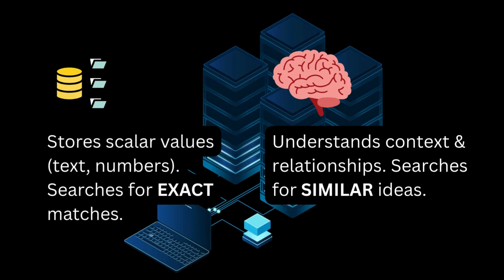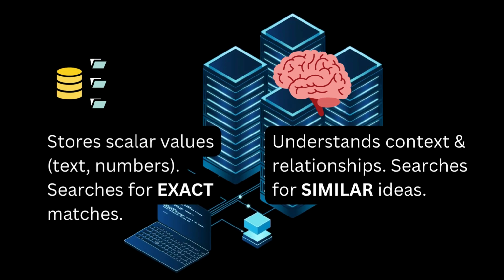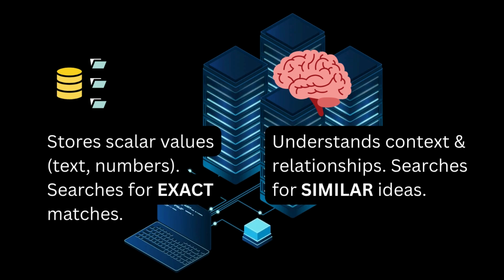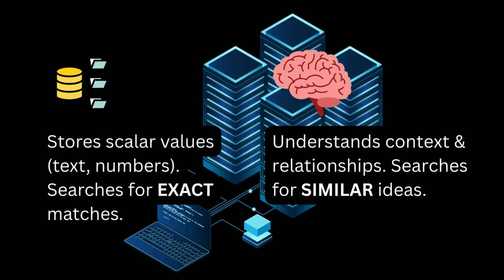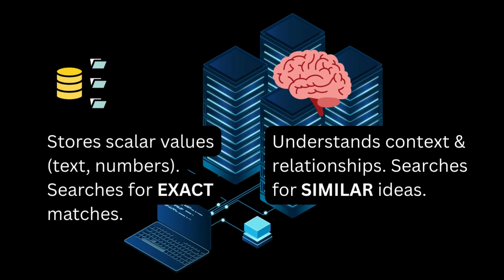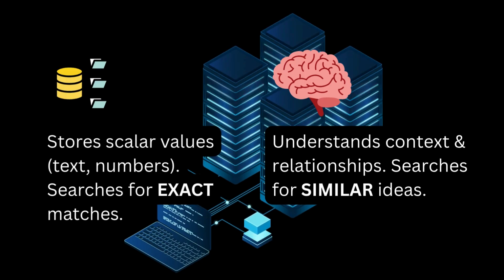Just look at the difference here. On one side, you've got your traditional databases. They are absolute champs at storing simple stuff, text, numbers, and finding exact matches. You search for the word cat, you get results with the word cat. Simple, clean, done. But AI needs more, right? It needs to understand relationships. It needs to search for similar ideas. Is feline related to cat? Is a kitten? An old school database would just say no. And that's where things start to fall apart.